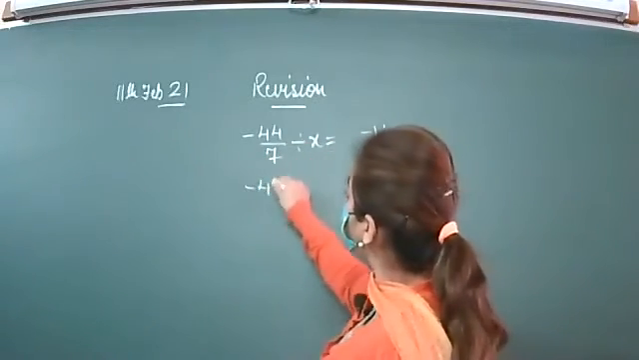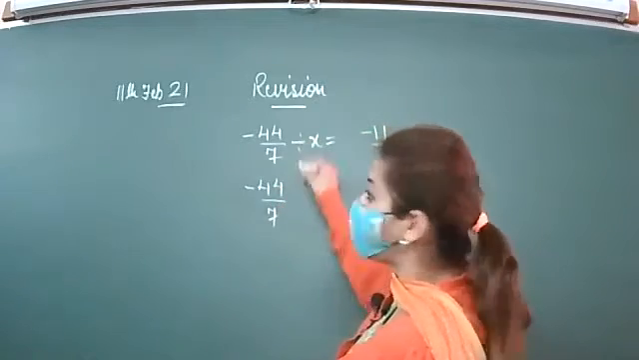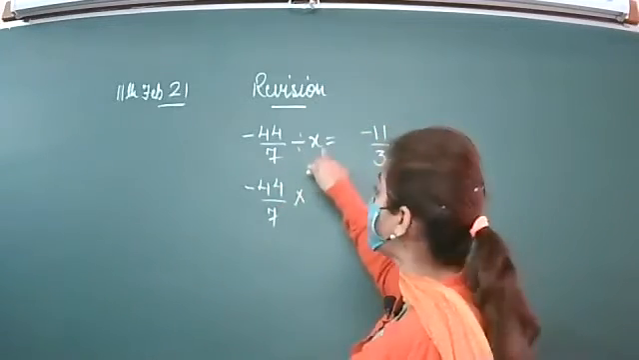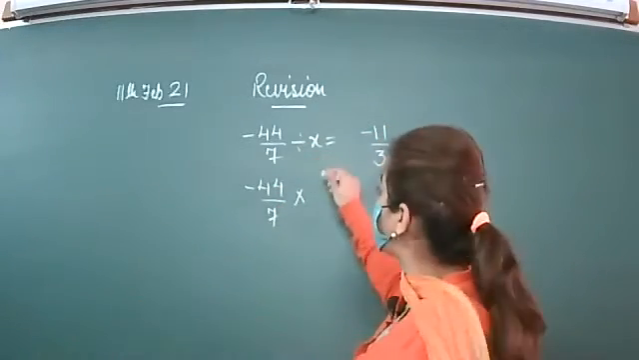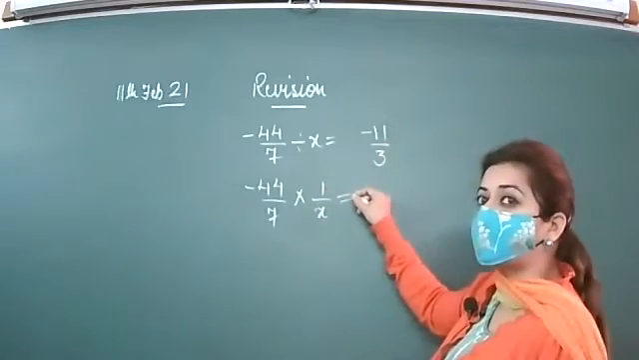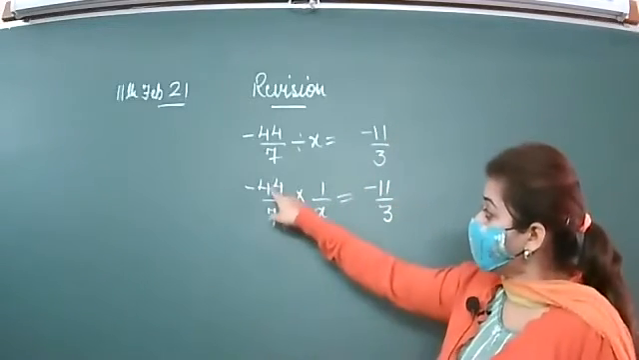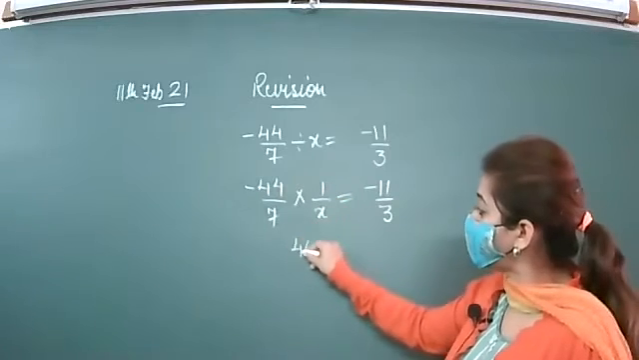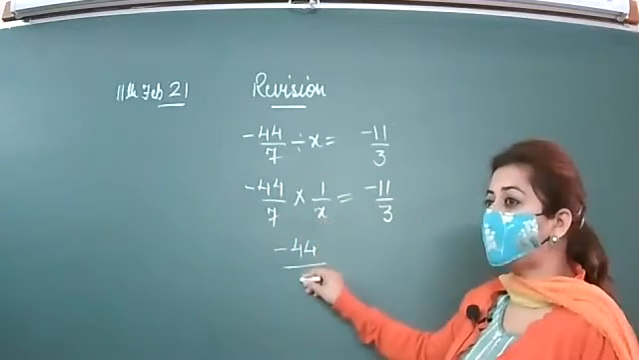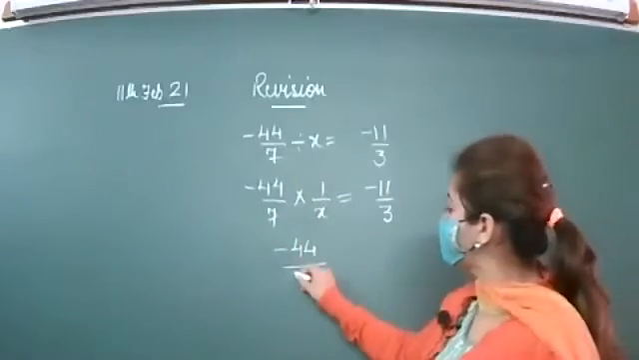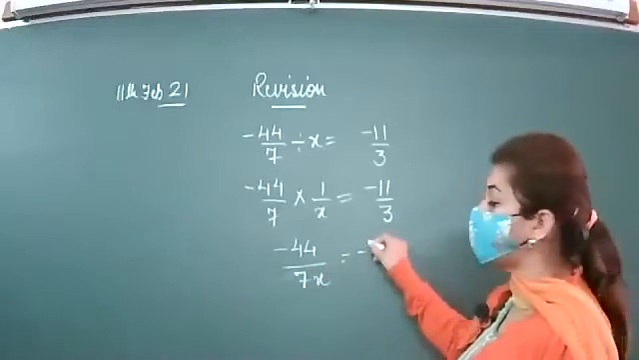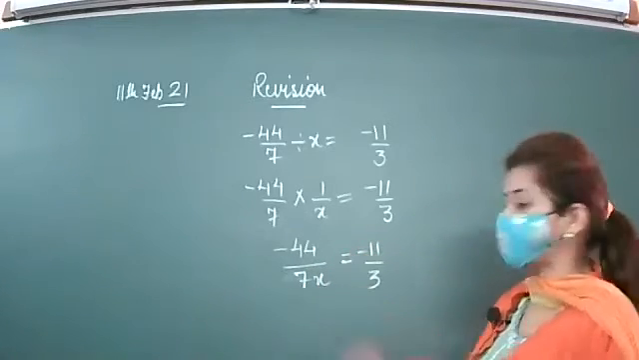Now, as you all know that in case of division, you will always shift into multiplication sign and the reciprocal of second number will be there. So make the reciprocal, and this is your minus 11 by 3. 44 into 1 is 44. 7 into x is 7x is equal to minus 11 by 3.